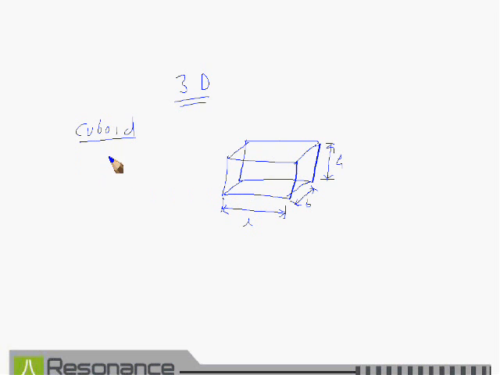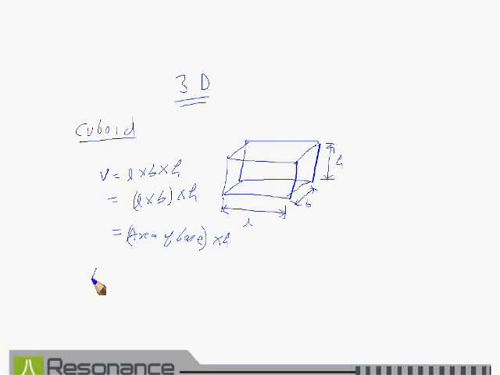height. We can find the volume of the cuboid as length into breadth into height, or the volume can be said in another way as the area of the base, that is L into B, into height. The volume can also be written as area of base into height. The area of base is L into B, into height, that is H.